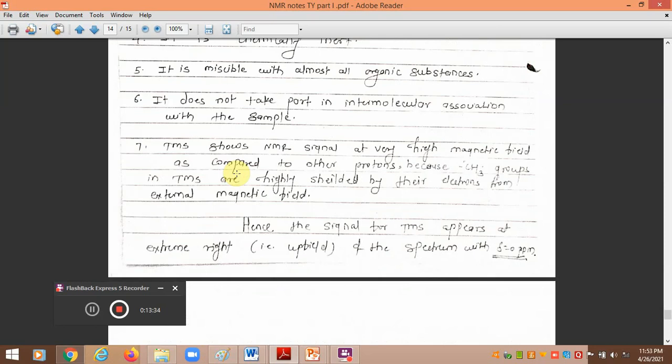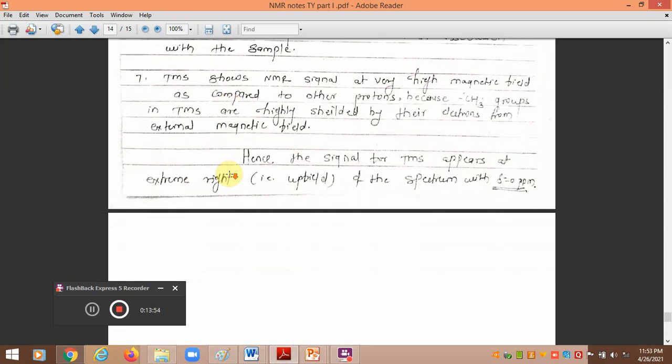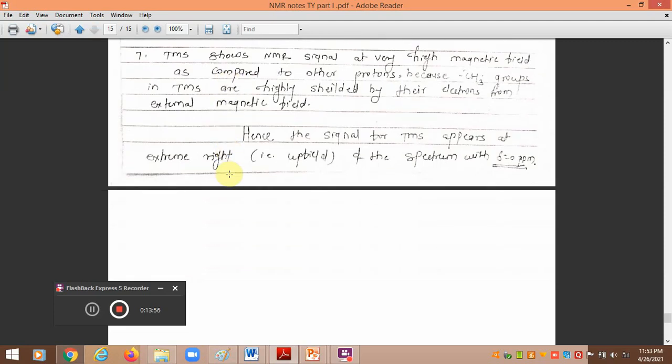Again, tetramethylsilane shows its NMR signal at a very high magnetic field compared to the other protons, because protons in the CH3 groups of tetramethylsilane are highly shielded by their electrons from the external magnetic field, and hence the signal for TMS, tetramethylsilane, appears at the extreme right. It means upfield of the spectrum, having the delta value 0.